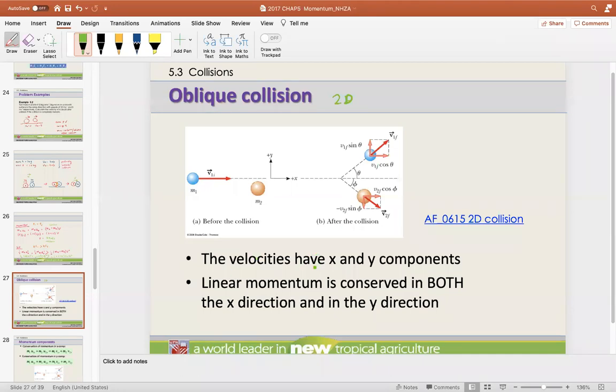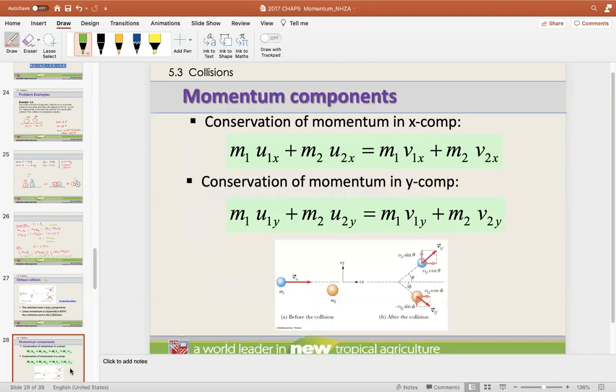Okay, so the velocities have x and y components. Linear momentum is still conserved in both the x and y. So just now you only solved in one dimension. Let's assume that was in x. Now you have x and also y. So how does that look like? It's the same equation. The only thing is you have x terms here, and you have y terms over here.